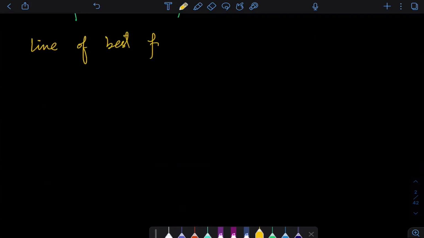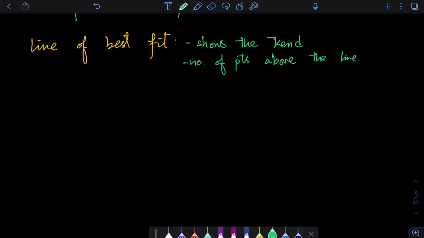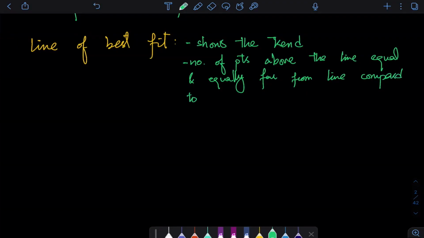Of course, line of best fit does not include the anomalous point, but there are two main ideas that line of best fit should be able to tell. Number one, it shows the trend. What is happening overall? Is the value increasing? Is the value decreasing? Is the value constant? वो सारी बातें हमें line of best fit पहली बात है कि इसको वो show करना चाहिए. Second, number of points above the line is equal and equally far from line compared to number of points below.